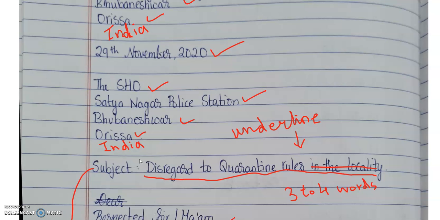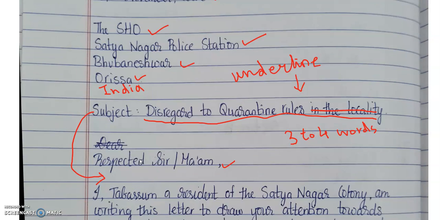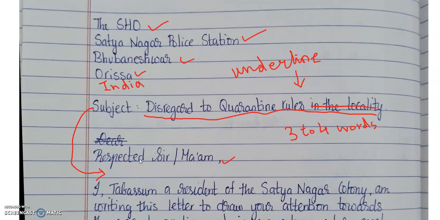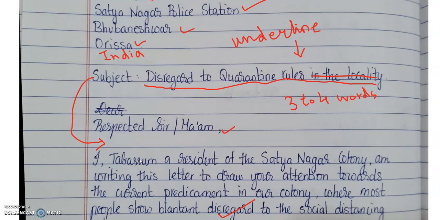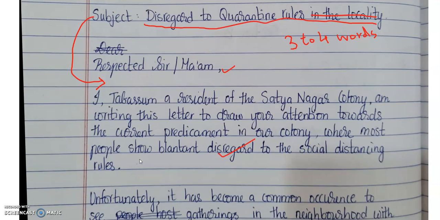And the title should be around 3 to 4 words. It should not be a sentence. For example, disregard to quarantine rules; 'are' can also be capital, and 'in the locality' can be scored off. It should be underlined. The subject should be placed after the salutation, that is, dear sir, sir slash ma'am, or respected sir slash ma'am, both are correct. But subject should be placed after.